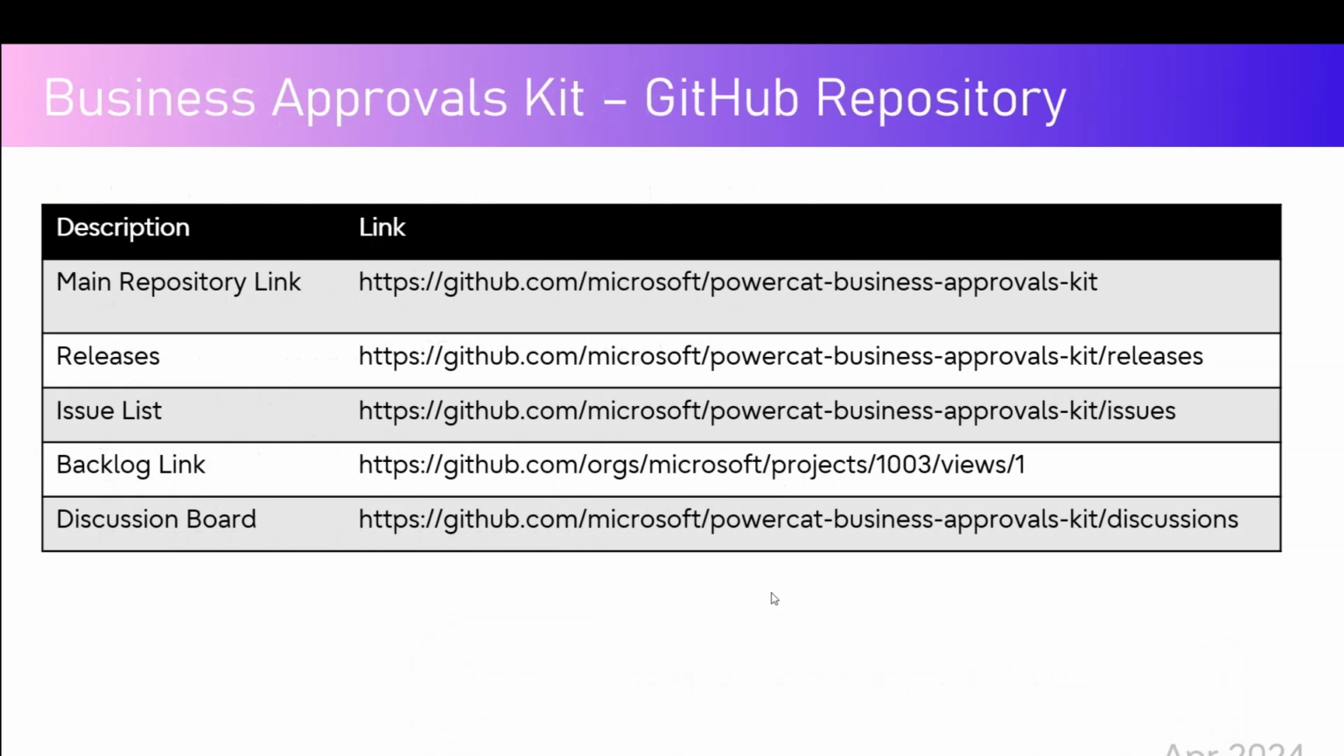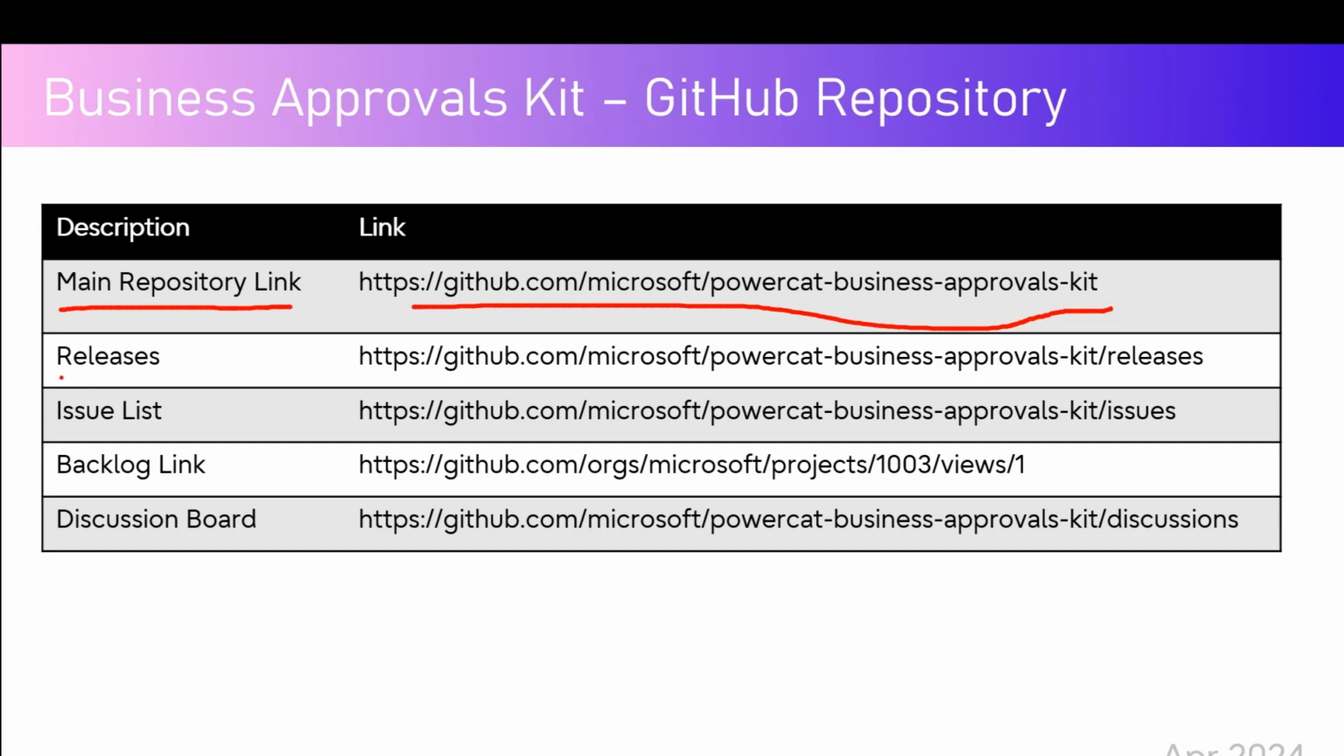Going back now, here you have this GitHub repository. I have made a simple table which highlights some repository links. One is the main repository link, whereby you will navigate to the home page of the Business Approvals Kit repository.